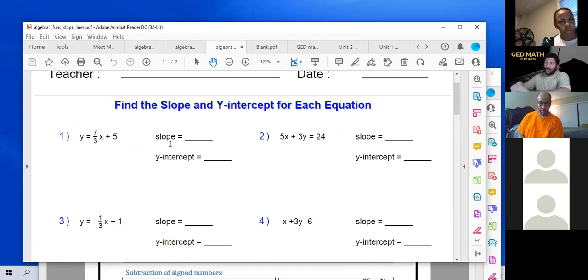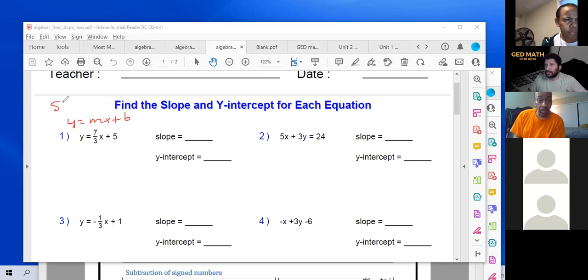What I want to be able to do is identify the slope from these 2 different formats of linear equations. So first of all, what format is number 1? What format is the linear equation number 1? Does anybody know? y equals mx plus b. And what is that called? Slope intercept form.